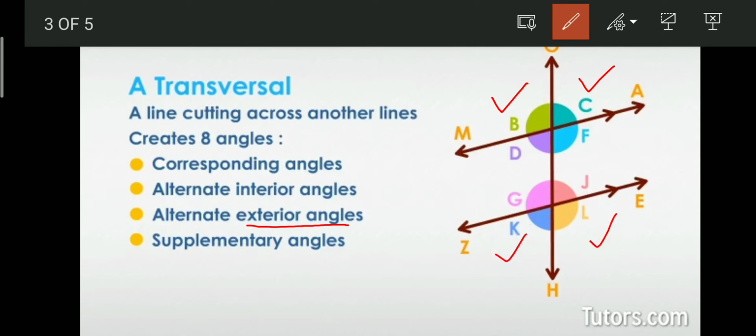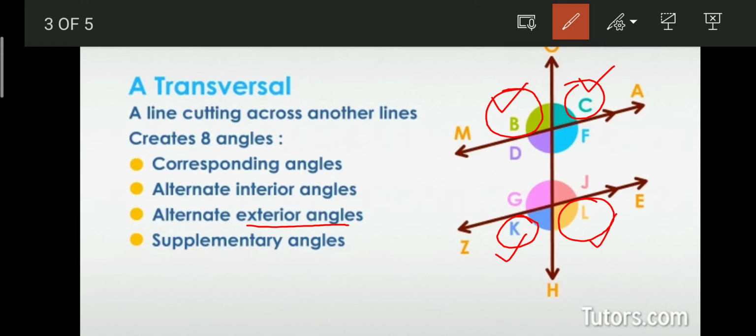For alternate, it means we have to take one angle on the left side, then another angle on the right side. So angle B and L are alternate exterior angles, and K and C are alternate exterior angles.